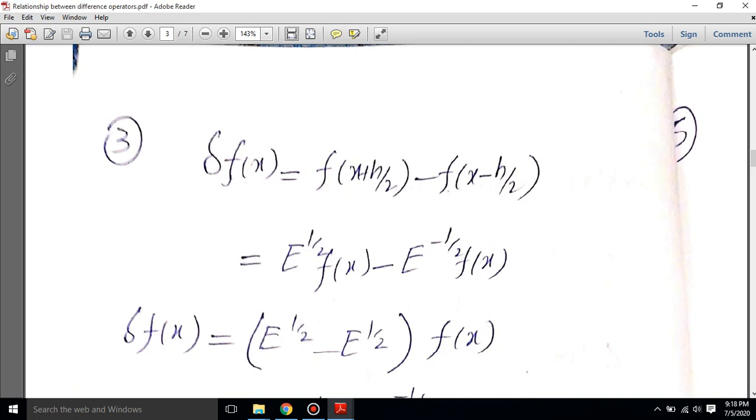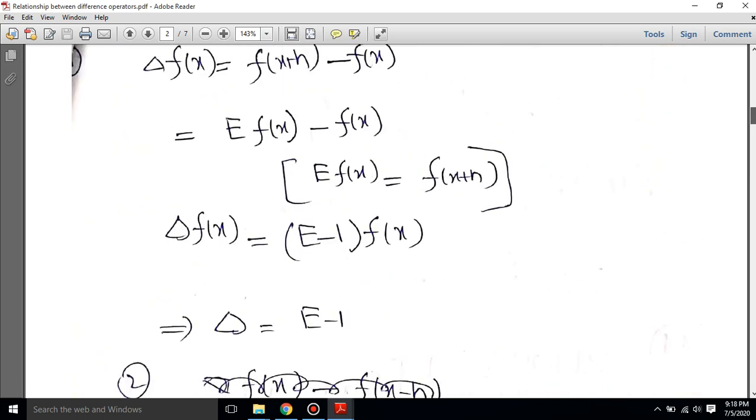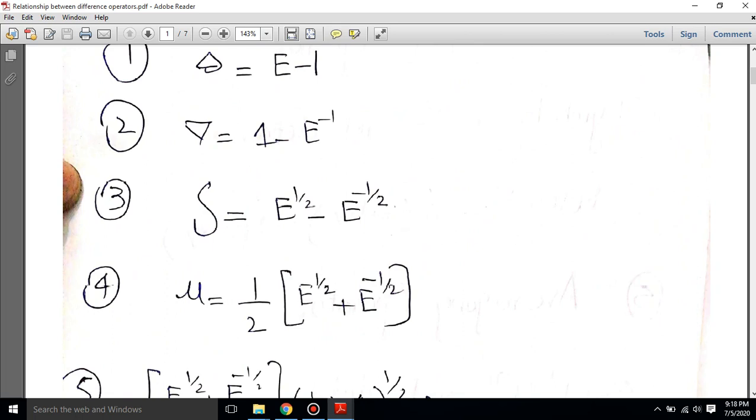Now here you see this will be equal to E to the 1 by 2 f of x minus E to the minus 1 by 2 f of x. Now again we take f of x as common, and that will be equal to E to the 1 by 2 minus E to the minus 1 by 2. Again f of x will be cancelled, and what we are left with is the thing that we have to prove in 3. So we have proved this one as well.